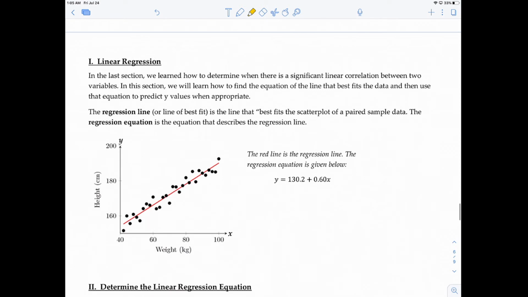Okay, so in the last section, we learned how to determine if there is significant linear correlation between two variables. In this section, we're going to learn how to find the equation of the line that best fits the data values. And then we're going to use that to predict y values when appropriate. So we have a name for that line. We have this scatter plot, and the line that best fits these points on the scatter plot, we call the regression line. The regression line is the line of best fit, a line that best fits the scatter plot of paired sample data.